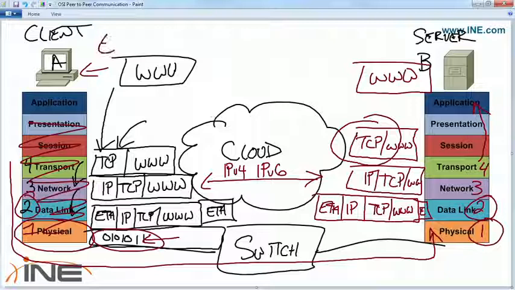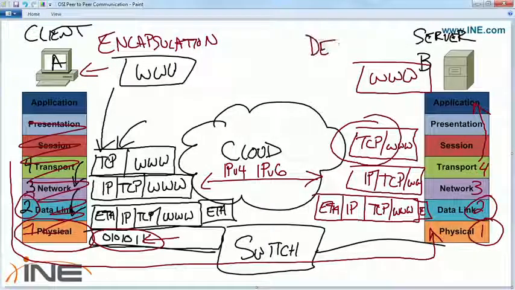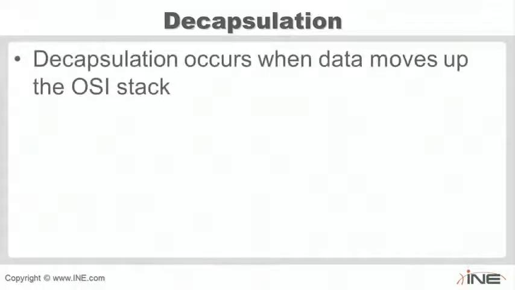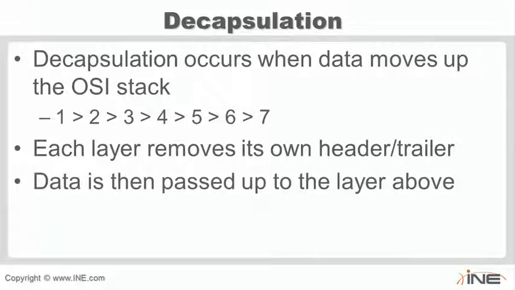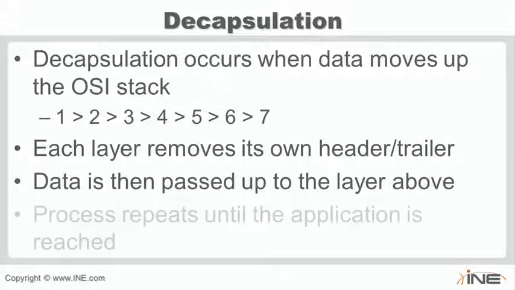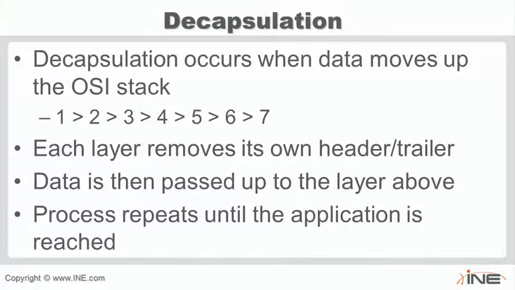So on the sending side, this is when we're doing the encapsulation, where we're adding that additional data. On the receiving side, this is where we're taking it off. We're doing the decapsulation. So again, that's going to be the reverse. So we're starting at layer 1, we're moving up the stack. So we're going from 1 to 7. Each layer is going to remove its own information. Like at layer 2, it's going to take the Ethernet header off, pass it up to IP. Then when IP gets it, it's going to continue to pass it up and up and up until it finally reaches the application layer.